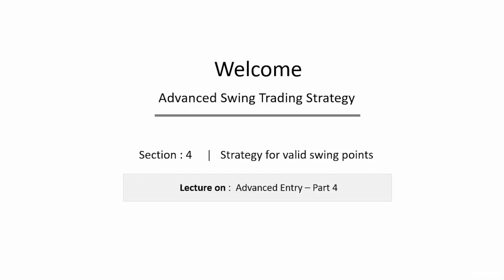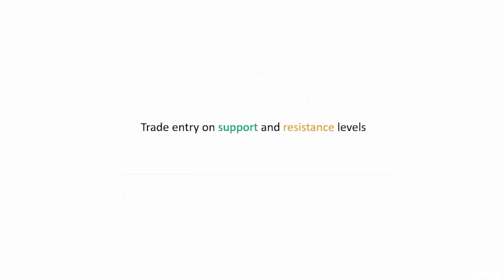So the method we are going to talk about in this lecture is having trade confirmation on support and resistance levels on a price action chart using the swing trading strategy. In the second section of this course, I explained the basic concept of support and resistance levels along with their importance and wide usage in price action charts.